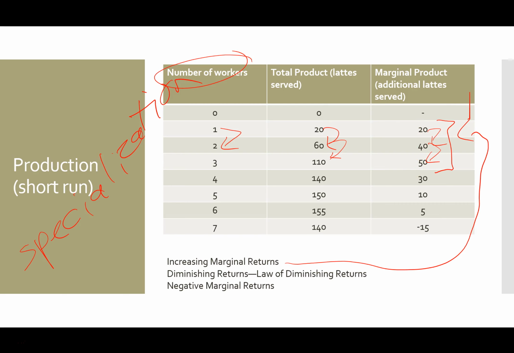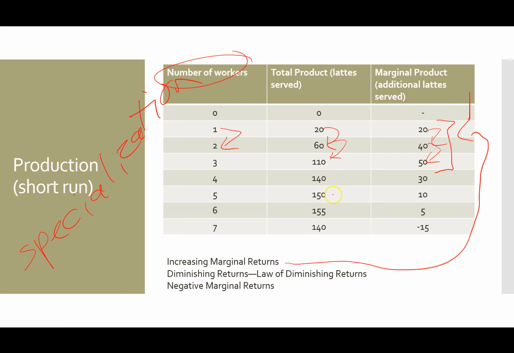But then a very important economic concept kicks in. This is like the most important thing in terms of short run decision making. So imagine the owner says, holy cats, this is awesome. As I add more workers, we are getting more and more product out. Then he adds his fourth worker, and this worker is only able to kick out another 30 lattes.